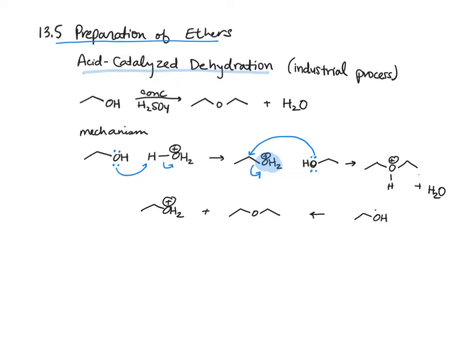Now either another molecule of water or a molecule of ethanol can deprotonate that protonated ether, giving us the neutral ether and the protonated alcohol, or if you had used water to do this, you would write H3O+ as the product.